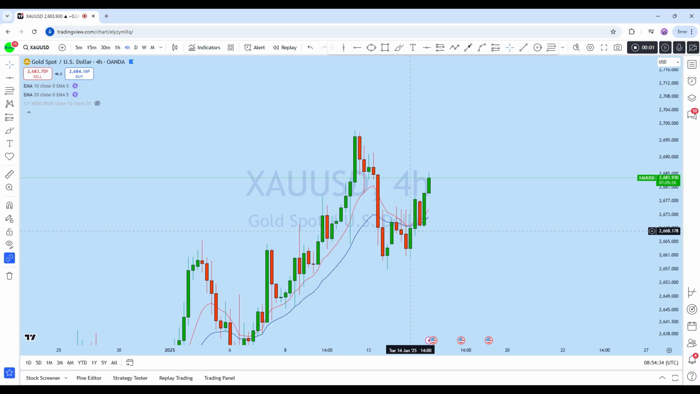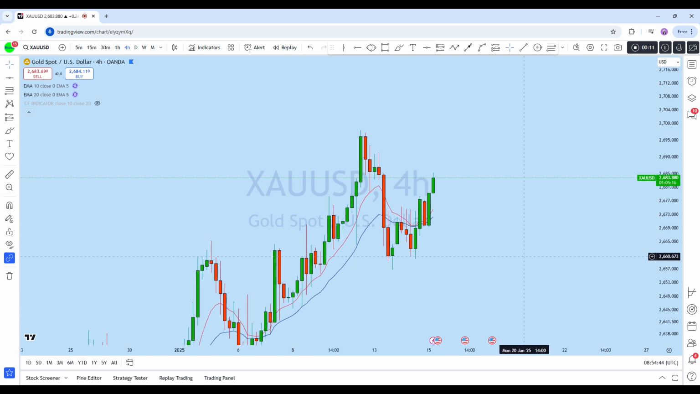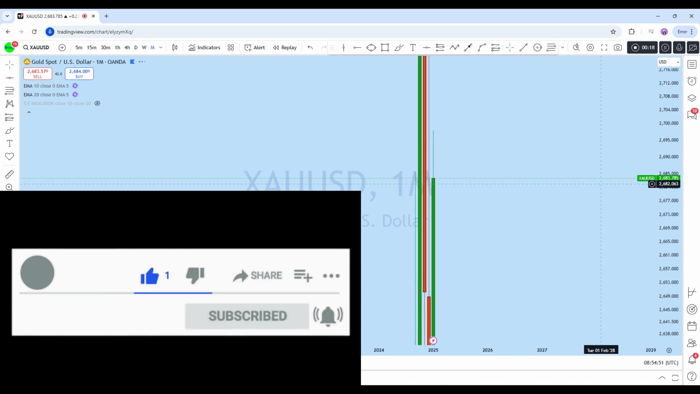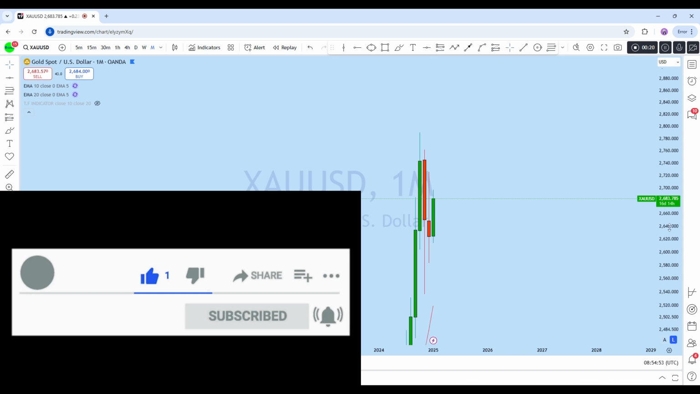Hello trader, this is a complete multi-time frame analysis on XAUUSD. Let's see what kind of trading opportunity we have in this instrument, as we might find significant opportunity on the lower time frame to trade. Let's first of all look at the highest time frame to see the overall picture in the market.